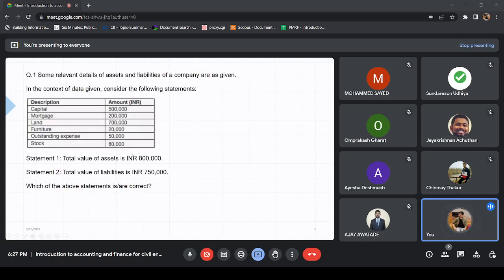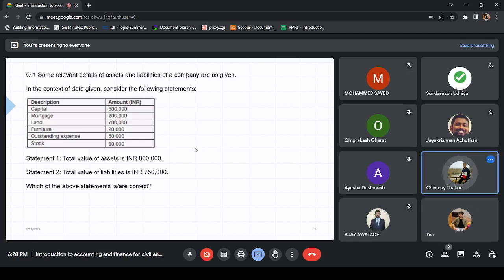So, coming to the questions, first part, assets and liabilities. In the context of the data given, consider the following statements. You have been given some things: capital, mortgage, land, furniture, outstanding expense, and stock. Which of the following is an asset, which is a liability? Help me determine. This is an interactive session, so it would be very helpful if you can answer. We can move fast.